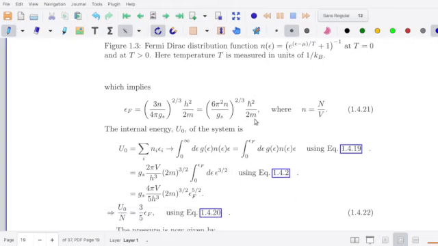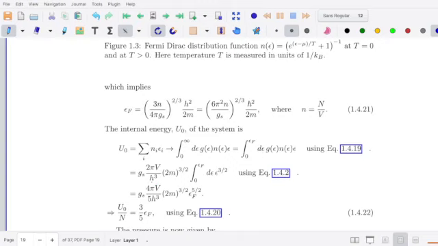And the internal energy can be computed in a similar fashion. So internal energy at absolute 0 is the sum over i of n_i epsilon_i. Again, the summation is converted to an integral over energy. So this will become the integral d epsilon g(epsilon) n(epsilon) times epsilon. We can substitute for g(epsilon) and limit the integral from 0 to epsilon f, because at absolute 0, n(epsilon) is equal to 1 up to epsilon f, and 0 for energies greater than epsilon f. So this takes a simpler form now.